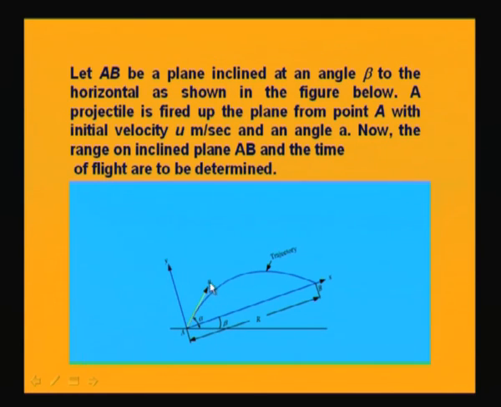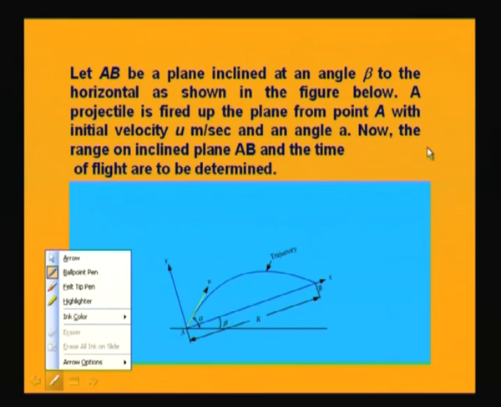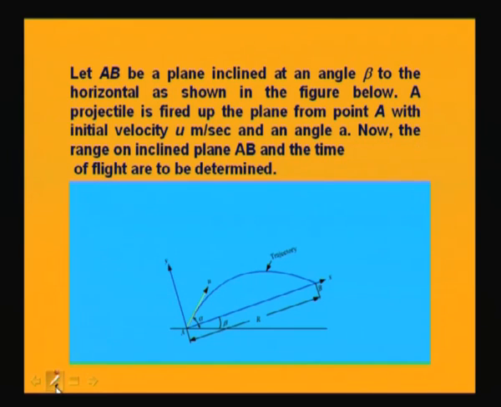Let AB be a plane inclined at an angle beta to the horizontal as shown. Now a projectile is fired up the plane from point A with initial velocity u meter per second and angle alpha. This is angle alpha. Actually, this is not A, this is alpha.